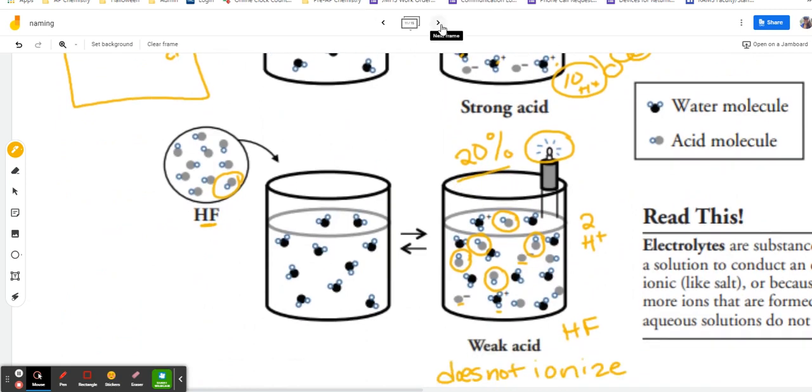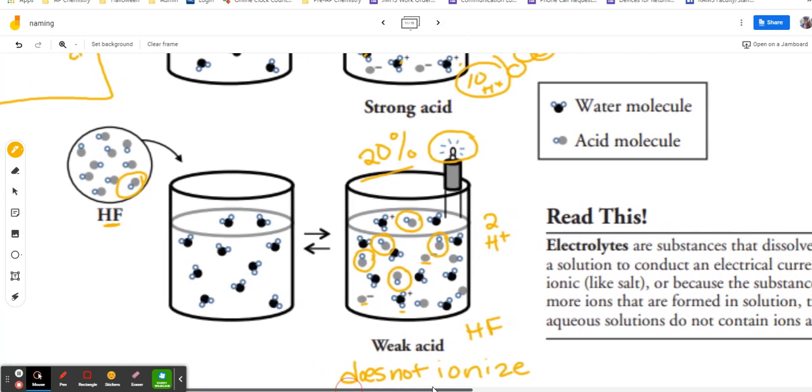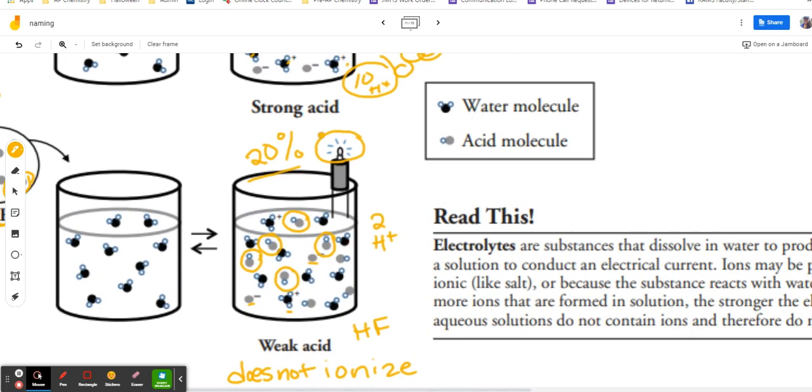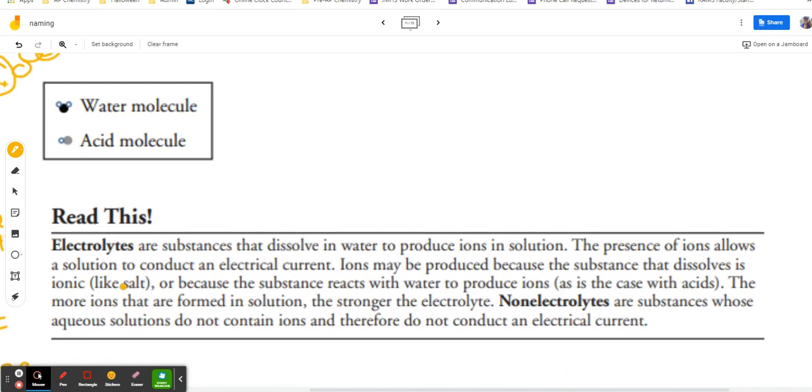Now, chances of us asking you guys to explain that back to us, not very likely, but we do want you to know partially, right? So partially ionizes versus completely ionizes. And that's what tells us that is a strong electrolyte versus a non-electrolyte, or a weak electrolyte. So strong acids are going to be strong electrolytes.